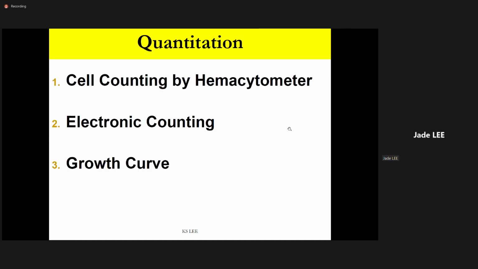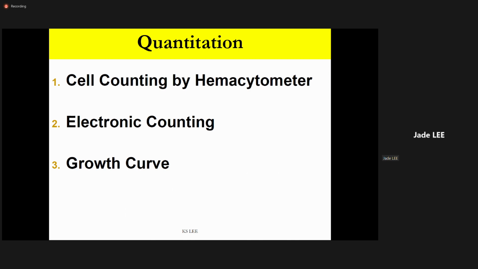Yeah. Jelas, okay, good. So now quantification is very important too, because we want to know the quantity of the cells. You don't have to be accurate, but somehow you roughly know. For instance, how to quantify the cells? You can count the cells by using the hemocytometer, or electric counting, or an electronic particle counter, or you may use a growth curve.